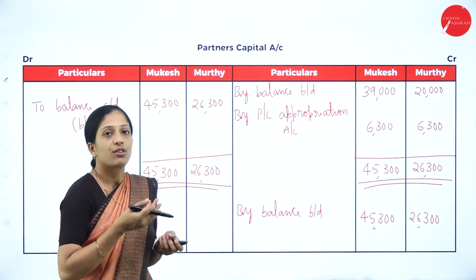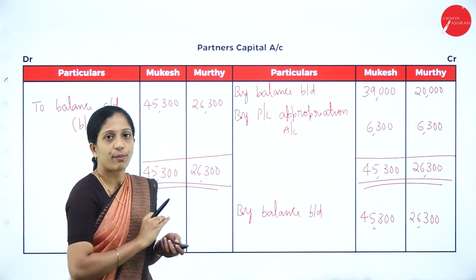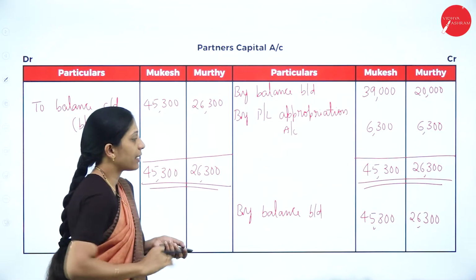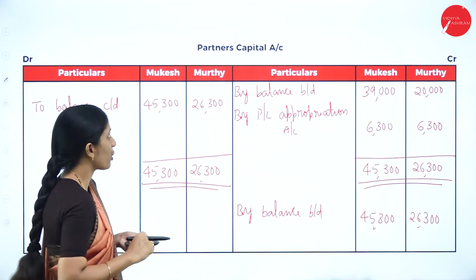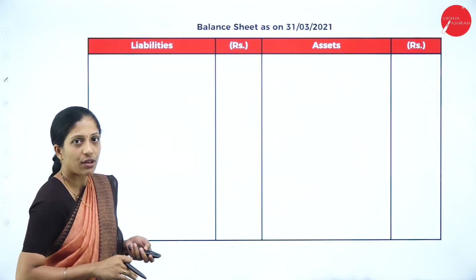Suppose if there was drawings or interest on capital, then you had to take it here. But here in this problem, you don't have all that. So, you will directly bring down the balance and stop. Next, you will prepare the balance sheet. Balance sheet as on 31st March 2021.